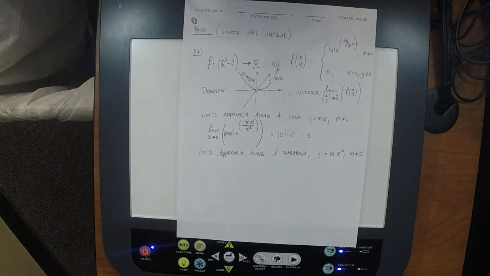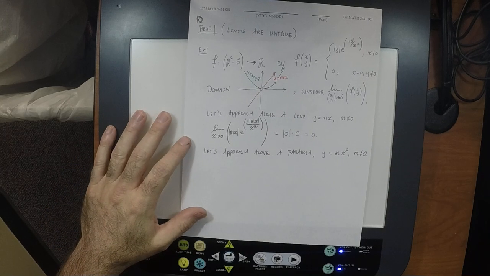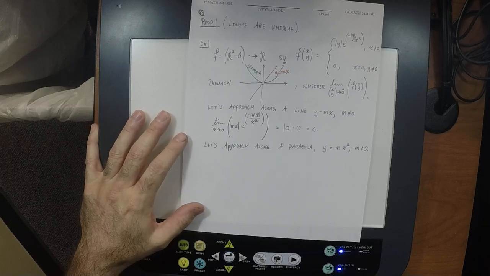Okay. So this might be a bit surprising when we do this. So what do you suspect? Is the limit going to exist? And if so, what is it going to be? It seems like the limit should be 0, right? Because no matter what line you approach along, the limit is 0. If you head straight to the origin, the limit's 0. What happens if you travel along a parabola?